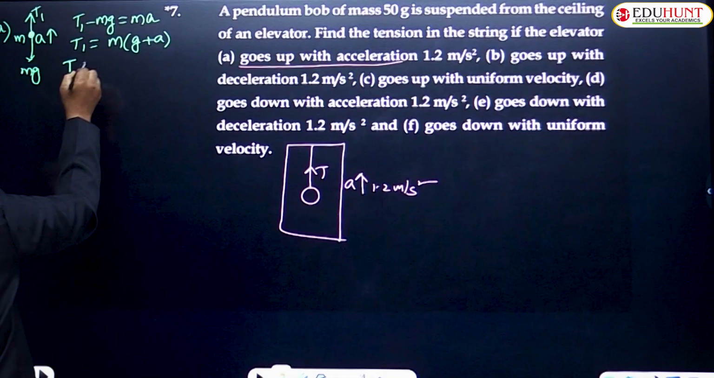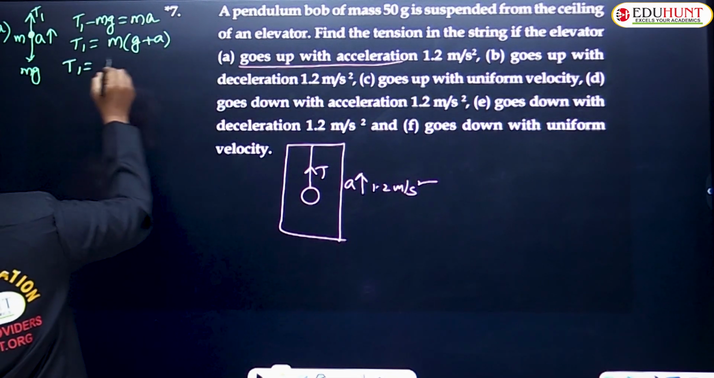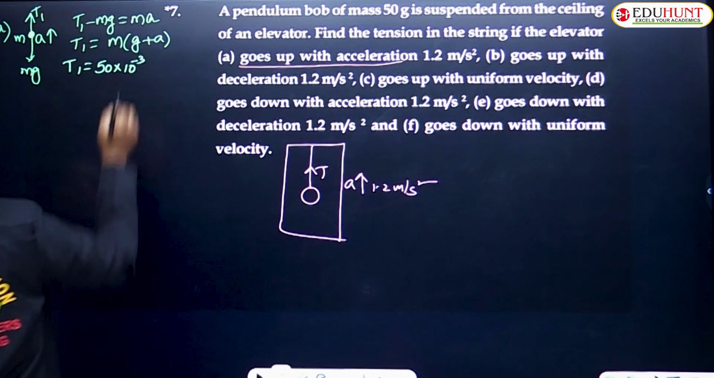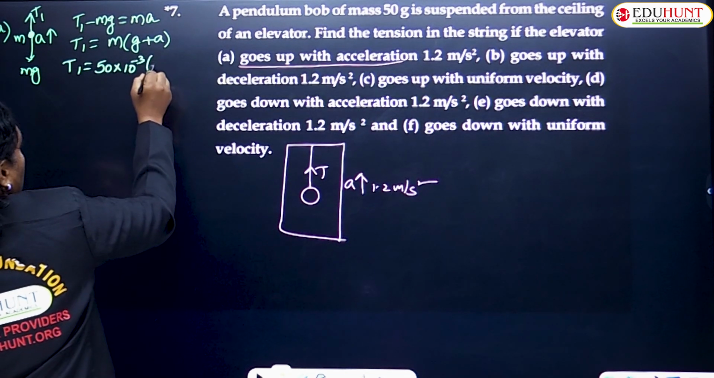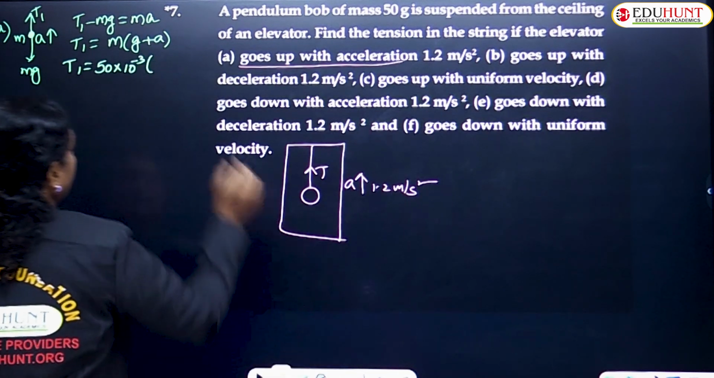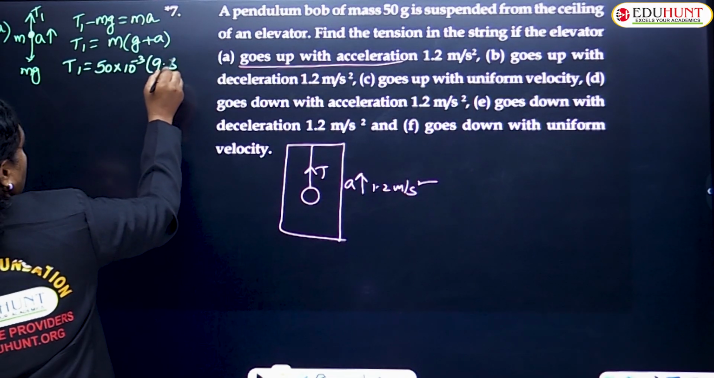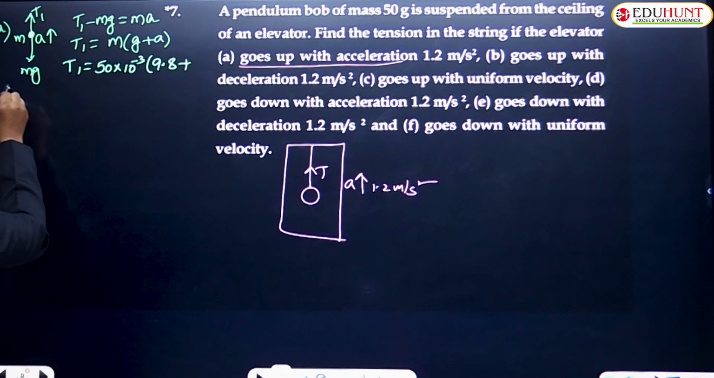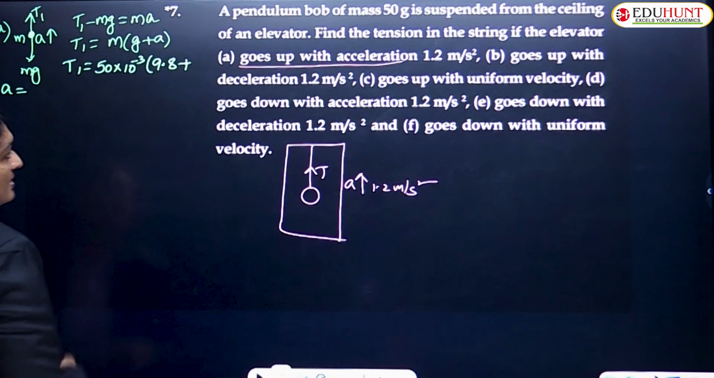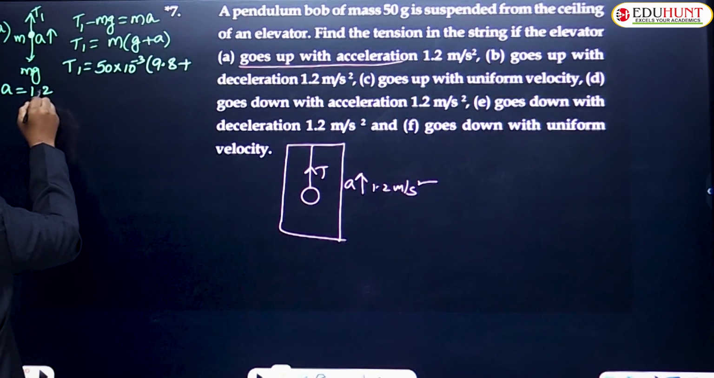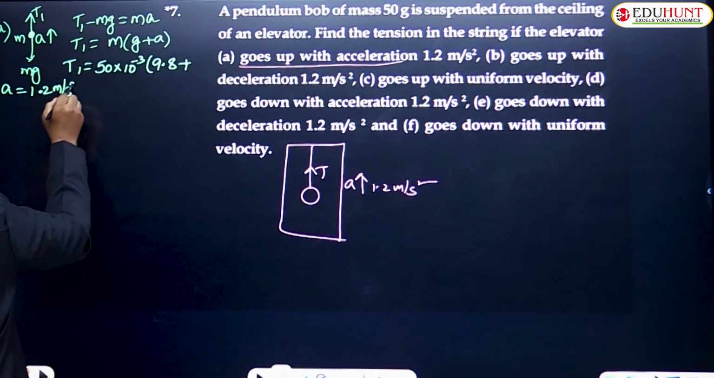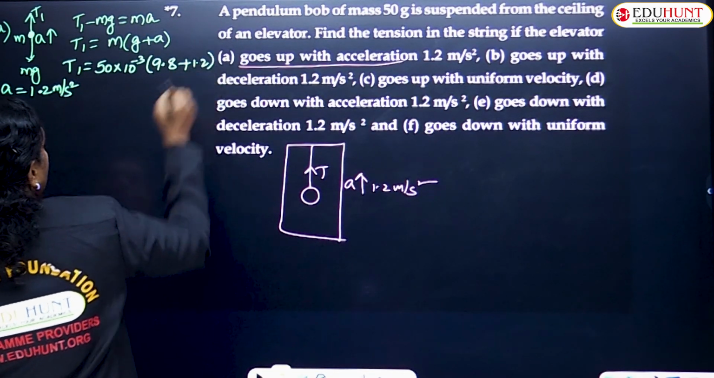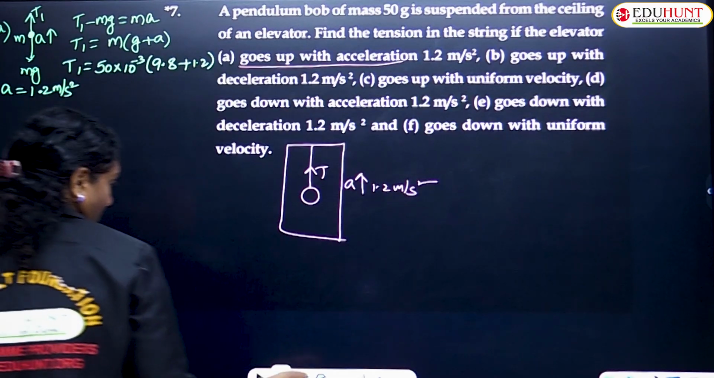So T1, substituting the values, mass itself is given as 50 grams, convert into kgs, 50 into 10 power minus 3 kg. Gravity value, we take it as 9.8 meter per second square, plus it is moving up with an acceleration. How much acceleration was given, children? Acceleration was given as 1.2 meter per second square. So substituting the value of acceleration, we have 1.2 meter per second square. Okay.